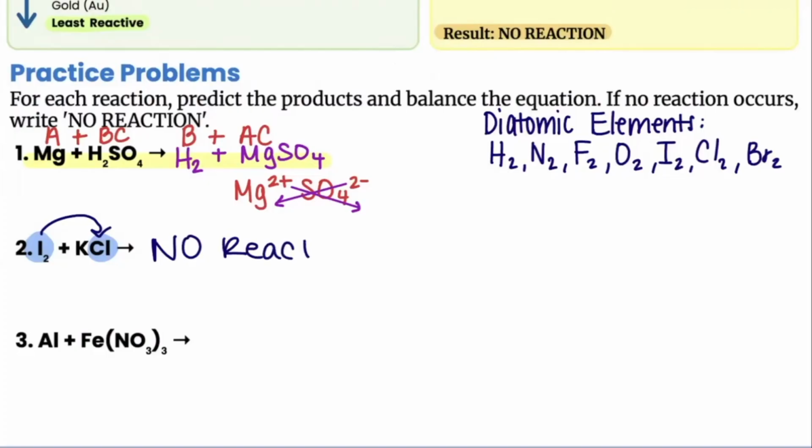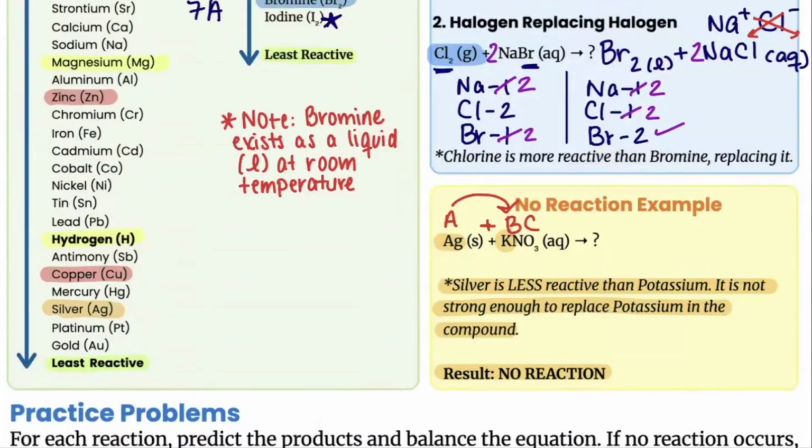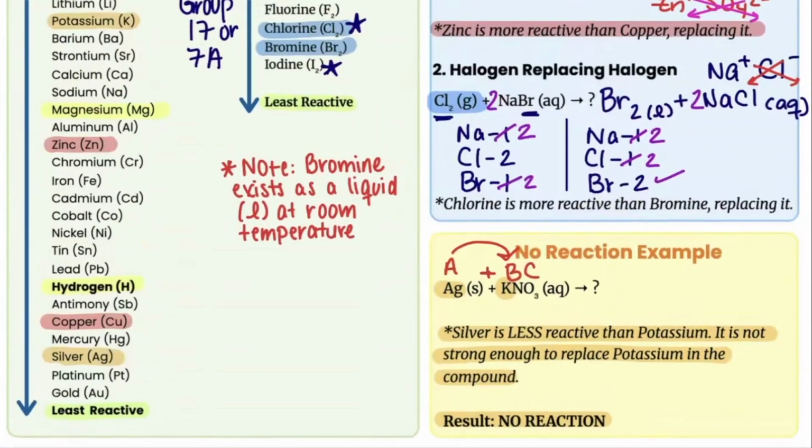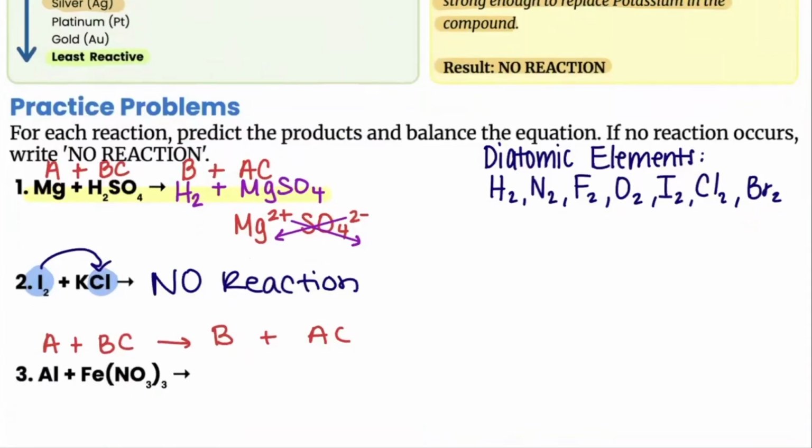Let's try this last problem. You have aluminum, right? A metal, reacts with iron 3 nitrate, or Fe(NO3) with a 3 on the outside. And we're trying to figure out the products. Well, first of all, I recognize, again, this is a single replacement. I have A plus BC, and I have to make AC plus B. So we're trying to figure out if the aluminum is strong enough to kick out the Fe, the iron. And it turns out from the activity series that aluminum is more reactive than iron, and it'll kick it out and form a bond with the nitrate. So the reaction will occur.